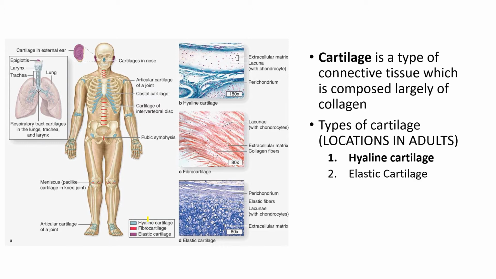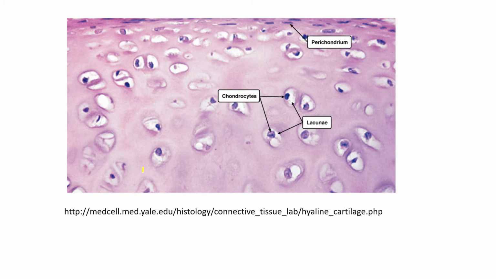The next is elastic cartilage. Elastic cartilage is going to be purple, and that's going to be the cartilage of the external ear. And the last is fibrocartilage, and we're going to find these in between the vertebrae of the spine, as well as in the meniscus. And in this video, we're primarily going to be focusing on hyaline cartilage.